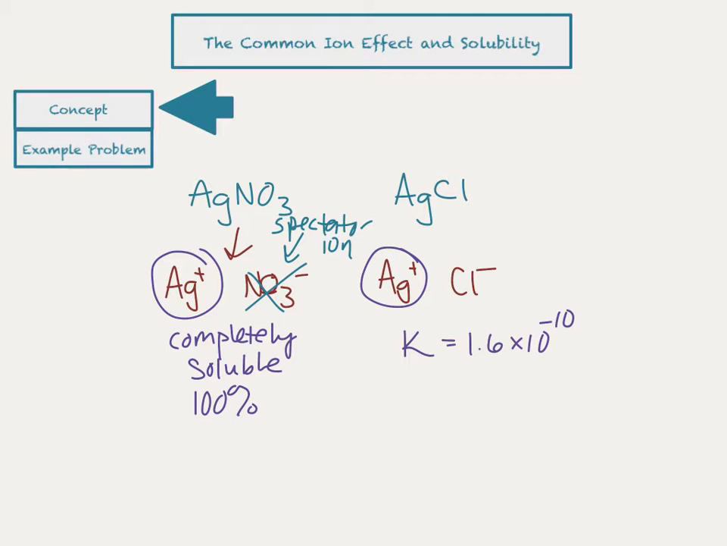The main purpose of considering the common ion effect with solubility is to notice that if you add additional sources of ions that your slightly soluble compound can make, that the slightly soluble compound will not dissolve as much as it usually would.